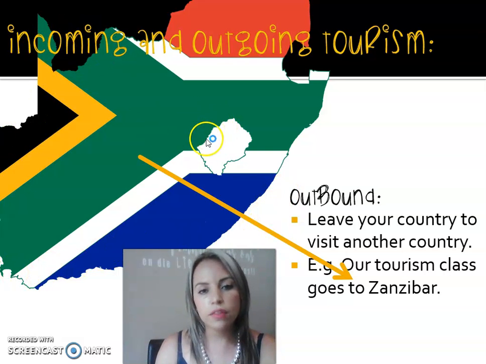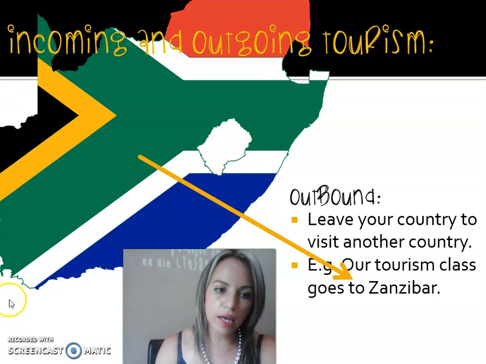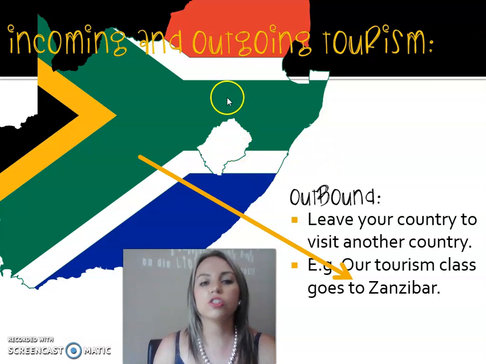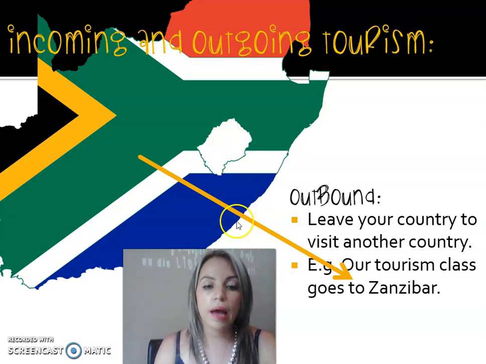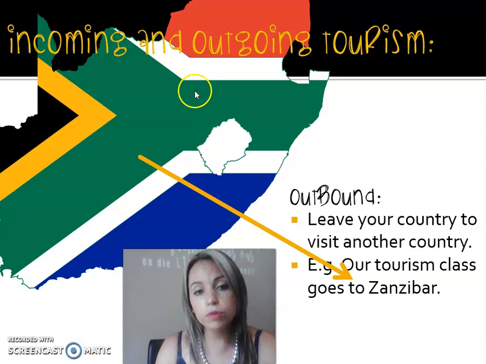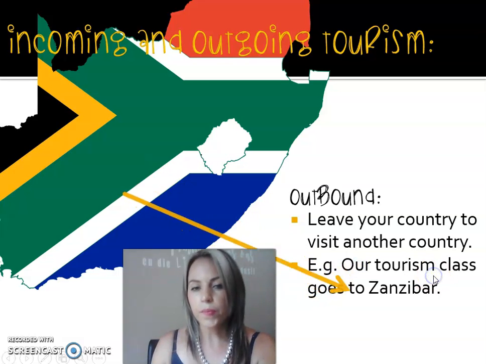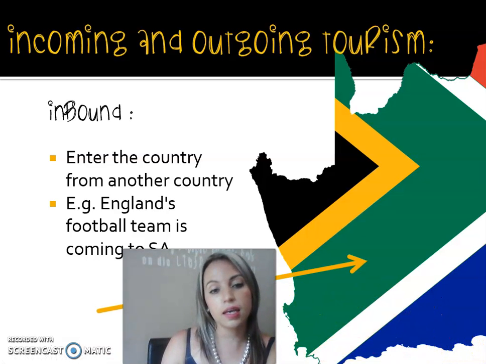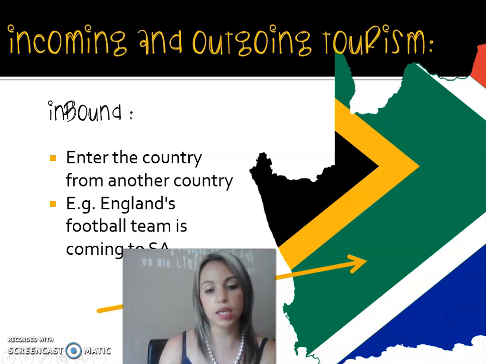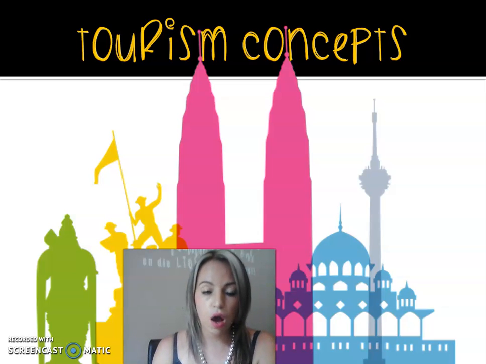borders of South Africa. There you will have an international border as well as at the top here and at the bottom there. So somebody that travels from Gauteng maybe to Lesotho is also an outbound tourist because he moves from South Africa over the international border into Lesotho. Then inbound tourism is when someone enters a country from another country. So our arrow just comes into South Africa. The tourism concepts will be discussed with you in part 2 of this lesson.